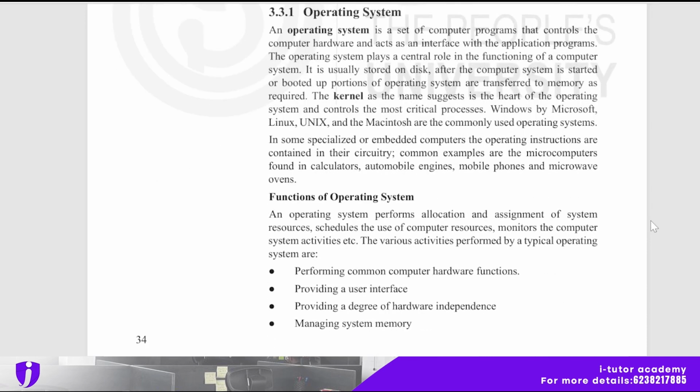So, operating system. An operating system is a set of computer programs that controls the computer hardware and acts as an interface with the application programs. The operating system plays a central role in the functioning of a computer system. It is usually stored on disk and loaded after the computer system is started or booted up. Portions of the operating system are transferred to memory as required. The kernel, as the name suggests, is the head of the operating system and controls the most critical processes. Windows by Microsoft, Linux, Unix, and Macintosh are commonly used operating systems.